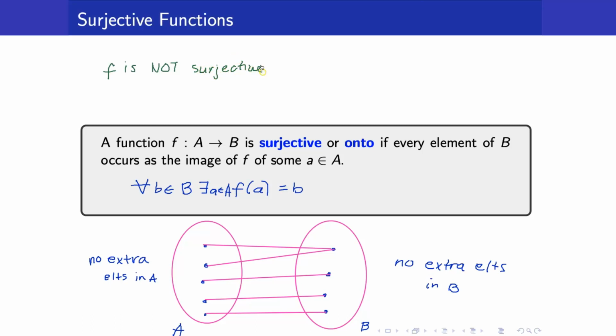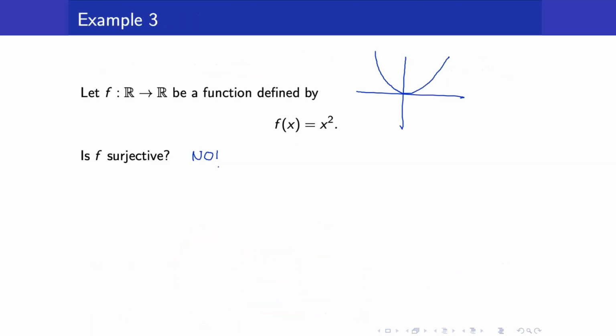In symbols, for all becomes there exists an element in the codomain, B, such that for all A in the domain, f of A cannot be equal to B. So how do we now get a counterexample? That is a counterexample, right?